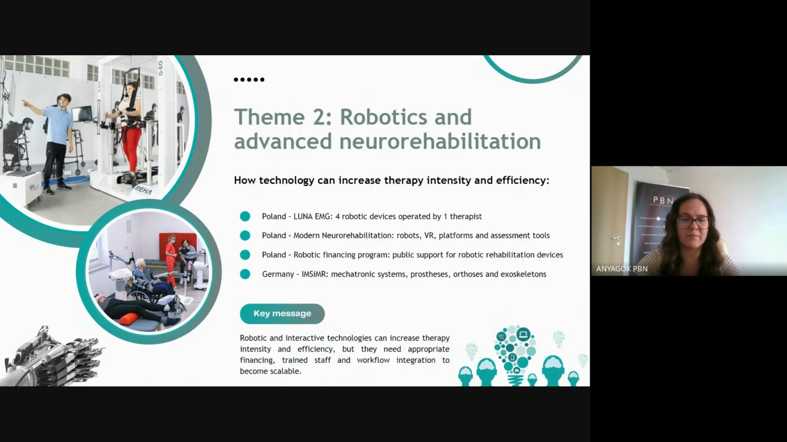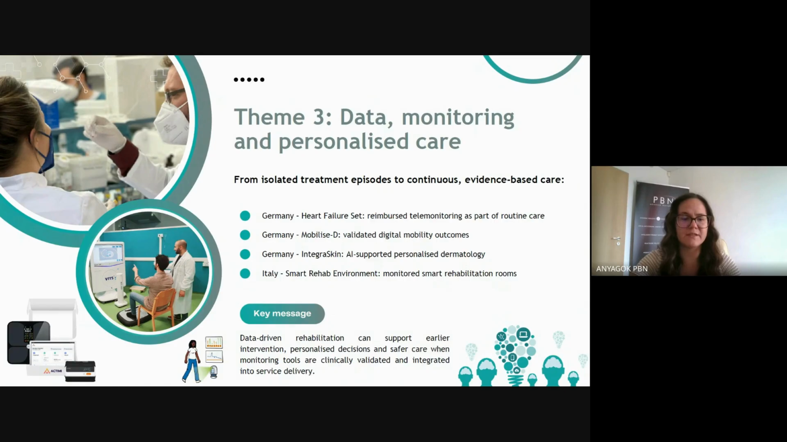Beyond robotics, many practices also show the growing importance of data and monitoring. So our next theme is showing the increasing role of data in rehabilitation and care. The focus is not simply on collecting data, but on making it meaningful for clinical decisions, monitoring, and service organization.